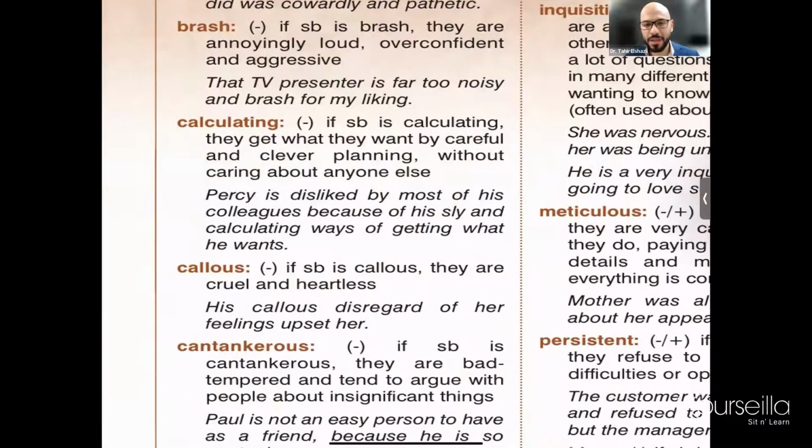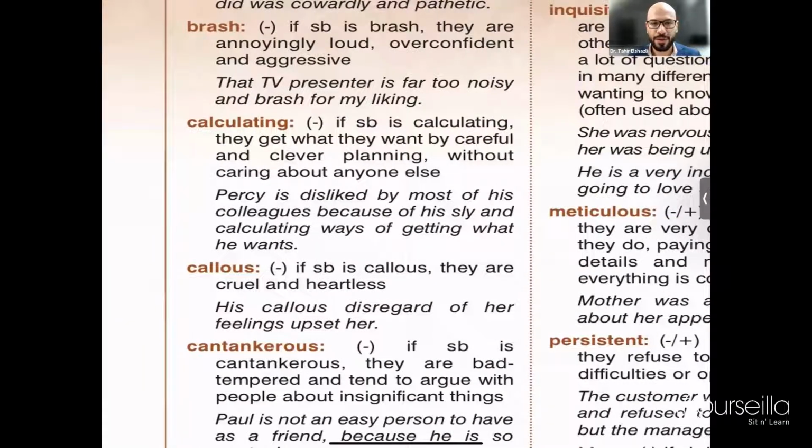Word number 2, it is brash. Say it again, please. Brash. Can you guys do me a favor and say it? Brash. What does brash mean? Thank you. If somebody is brash, they are annoyingly loud or overconfident.